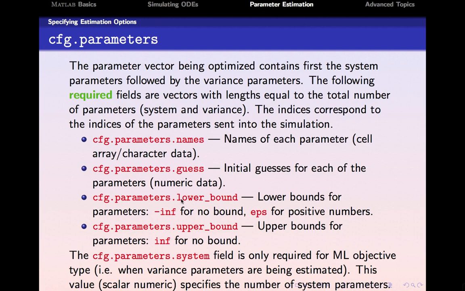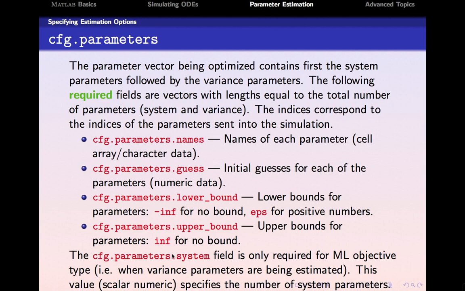Next, we have a vector of lower bounds. If you don't want any lower bound, you can just set them to negative infinity. If you want positive numbers, you can set them to eps, which is epsilon or machine precision. This is the smallest non-zero number the machine can identify. And if you want to set an upper bound on your parameters, you can set it to inf if you don't want any bound, or you can set them individually to whatever bounds you want.